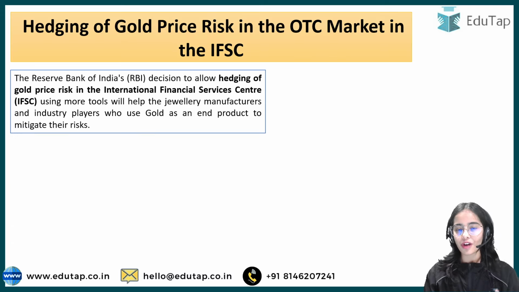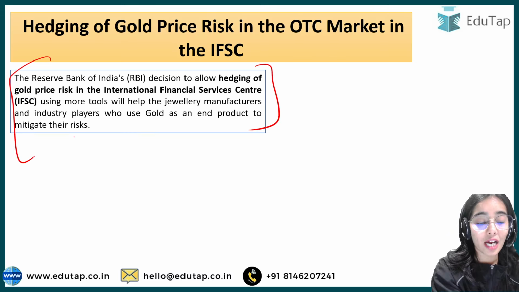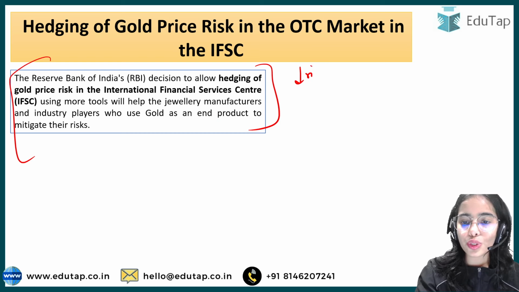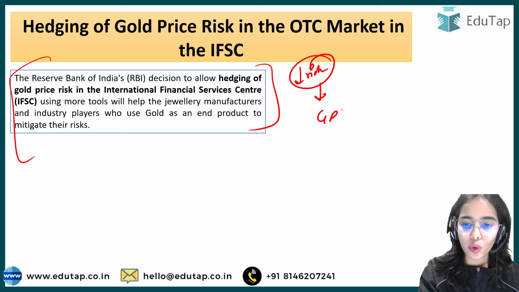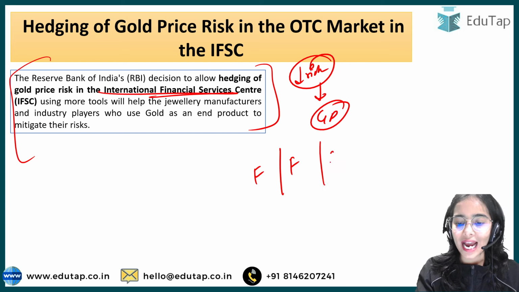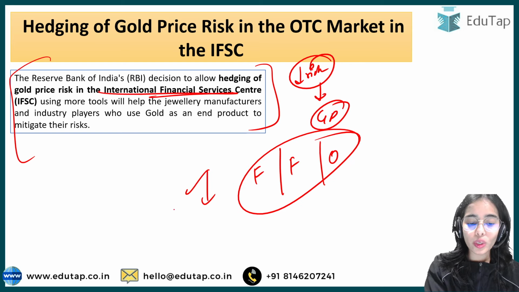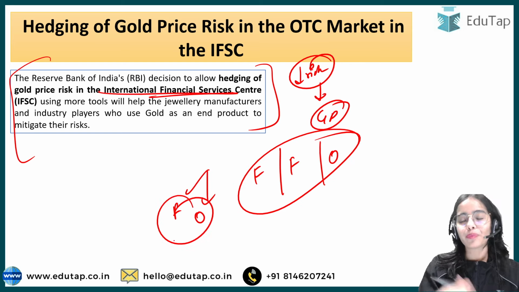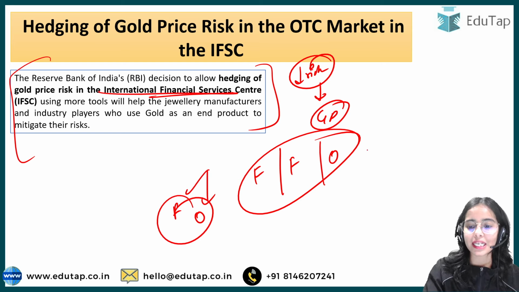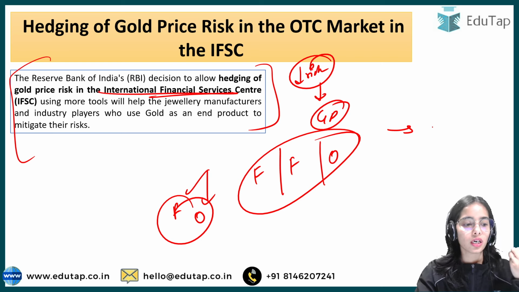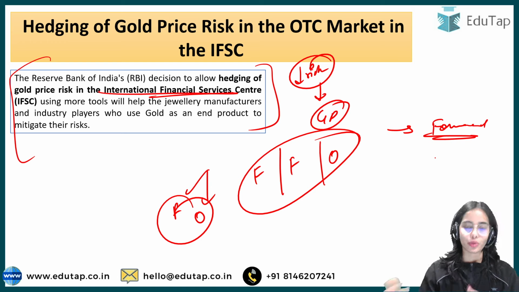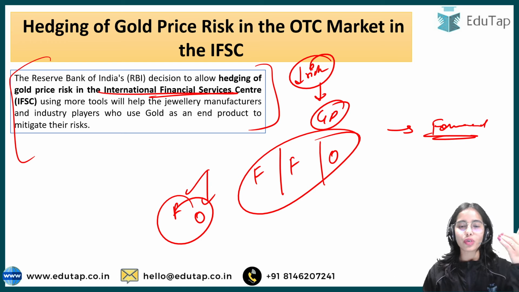So now I hope you have understood that the RBI has taken the decision to allow the hedging of the gold price risk in the IFSC using different tools such as the futures, forwards and options. Because before, only the futures and options were the tools available to you. But now it has been said that even the over-the-counter market instrument, that is the forward derivatives, will also be available to you to reduce your risk in regards to the gold.